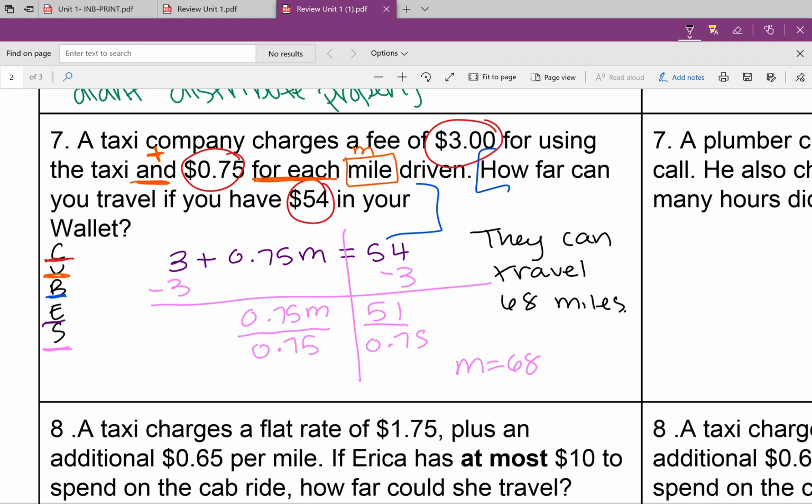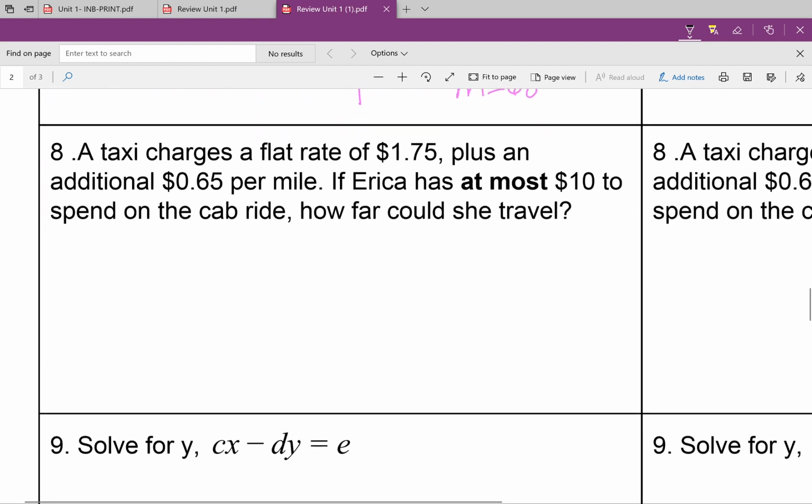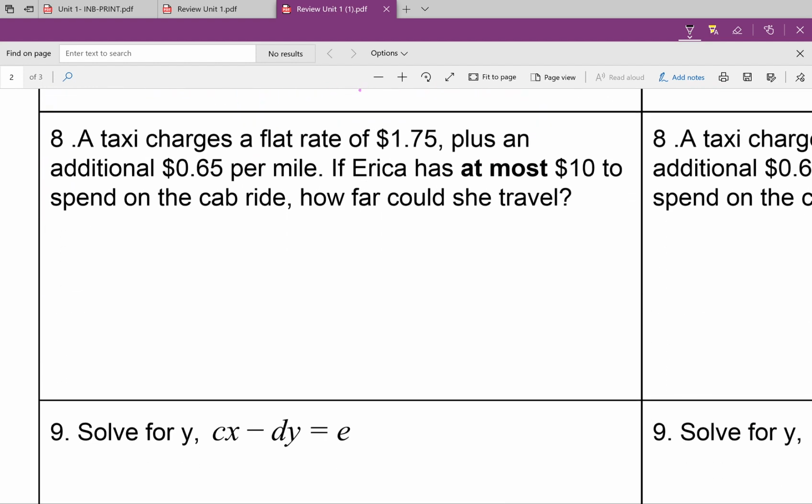Okay, we're almost done. Let's look at number 8. Number 8, again, is another word problem. So we're going to have to follow CUBES just like we did before. Remember, our C in CUBES stands for circle the numbers. So I'm going to circle all the numbers that I see. Okay. Then I'm going to underline some keywords.